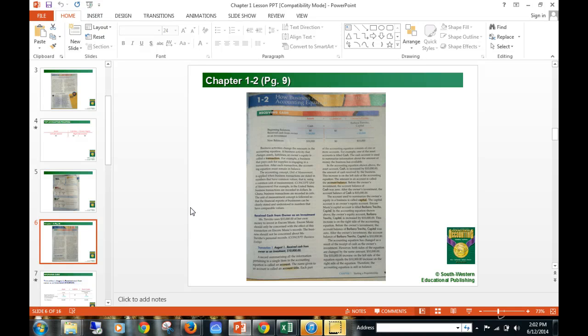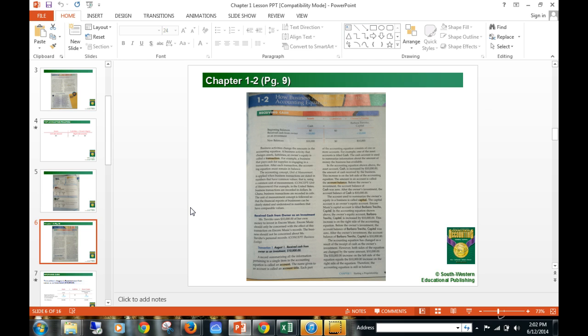Okay, we're going to get into chapter 1-2. This starts on page 9 of your book. And I will tell you, the first chapter 1-1, I realized that it was about 25 minutes long, but that was kind of an introduction to some of the things that we will be doing over the course of the semester and the year. Chapter 1-2, how business activities change the accounting equation.